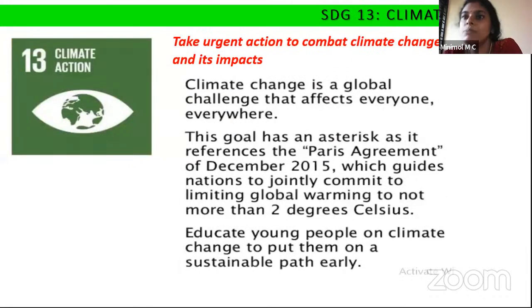SDG 13 talks about climate action. You know, climate change is a global challenge that affects everyone, including me and you. So what we can do here is educate people on climate change to put them on a sustainable path early.